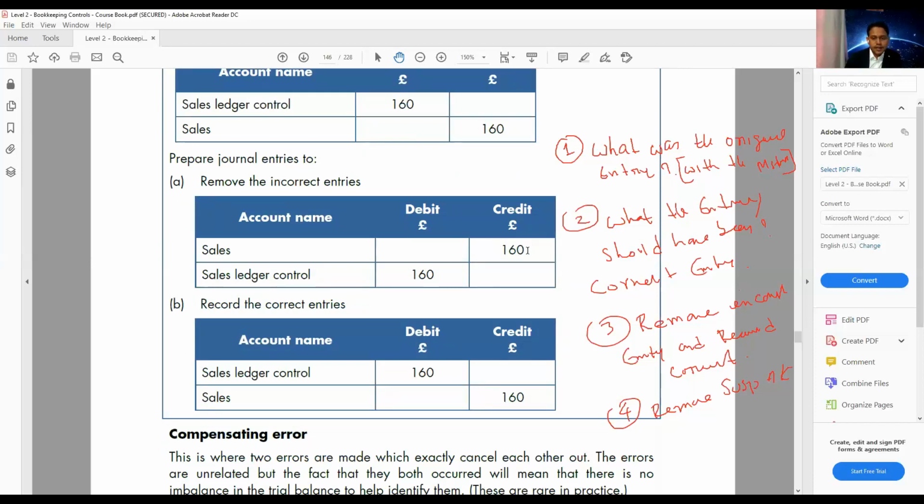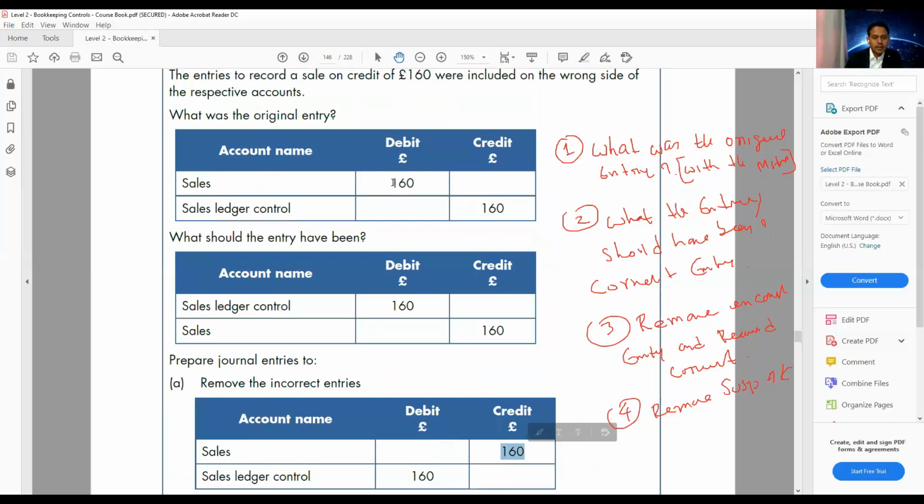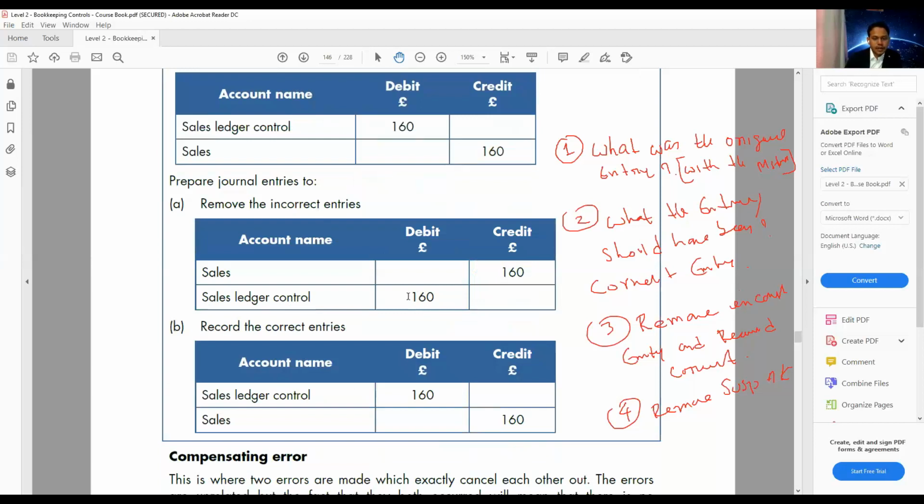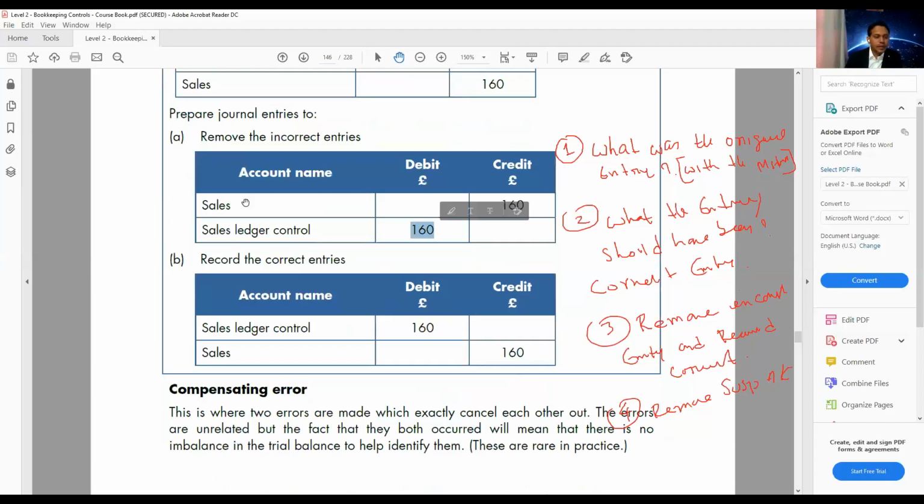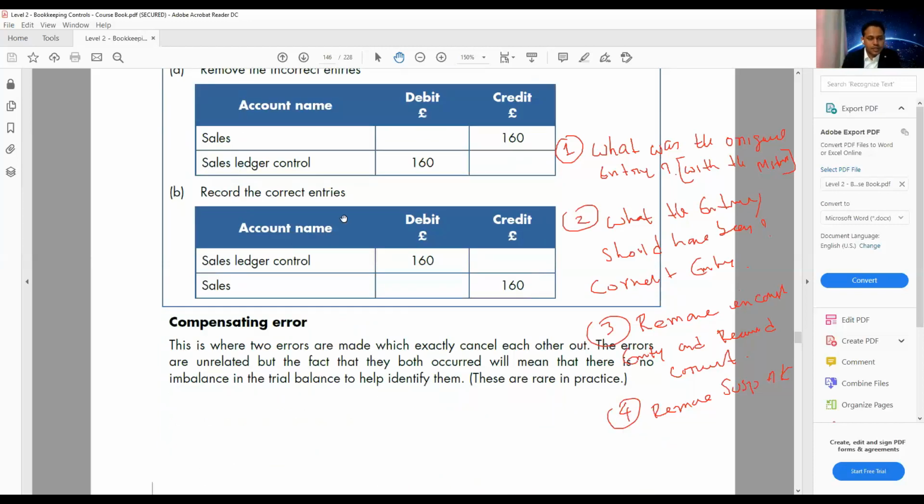So this credit will remove my old debit, it is gone, and sales ledger control was credit. I'm going to make it debit now, so it will be gone as well. So my old mistake is gone. And now I record the new one, the correct one. I record the correct entries, that is sales ledger control debit and sales credit. So if there is an error of reversal, we write the same thing twice, because the first one will remove the old mistake and the new one will be in the system.